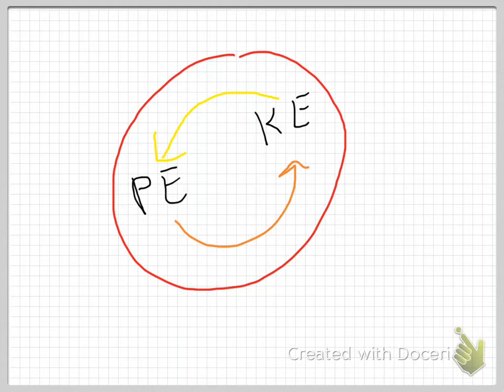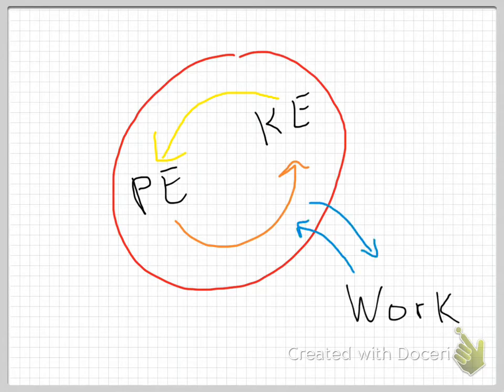Now, what if I want to change the amount of energy in my system? Well, to do that, I have to put energy into it or take it out. In other words, I have to let energy cross the boundary of my system. I either input some or take some out. That is done with a process called work. So work represents energy that's crossing the boundary of my system.